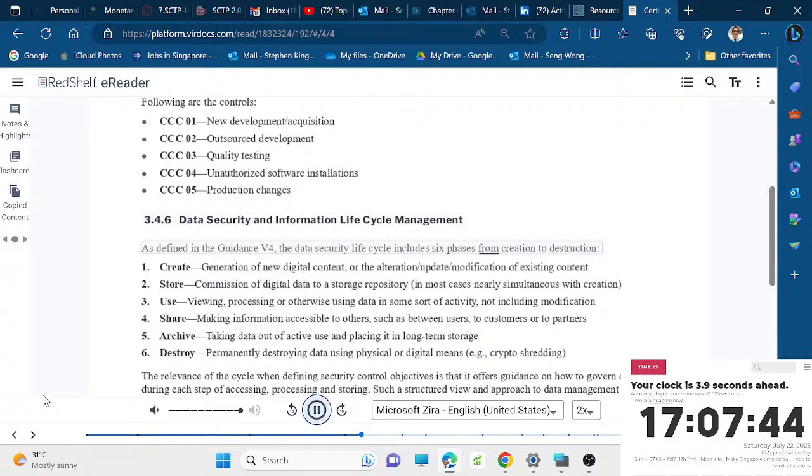3.4.6 Data Security and Information Lifecycle Management as defined in the Guidance V4. The data security lifecycle includes 6 phases from creation to destruction. 1. Create: generation of new digital content, or the alteration, update, or modification of existing content. 2. Store: commission of digital data to a storage repository, in most cases nearly simultaneous with creation.